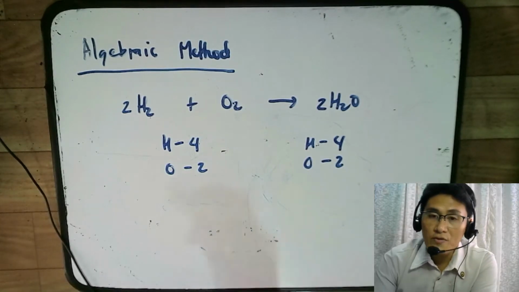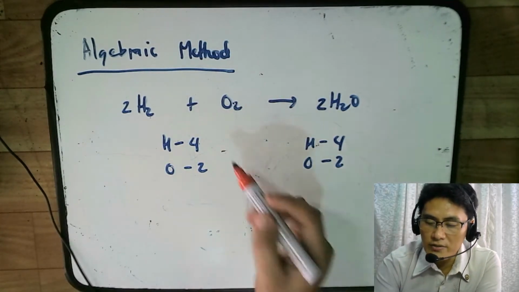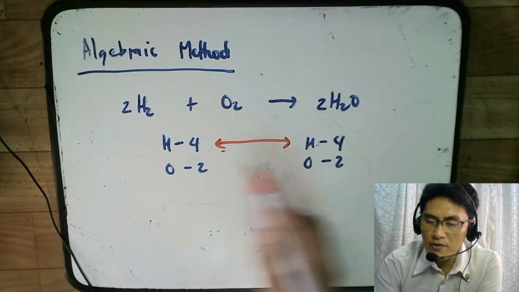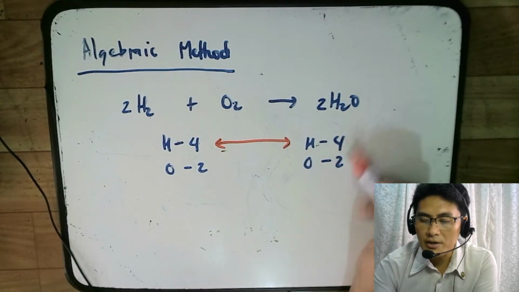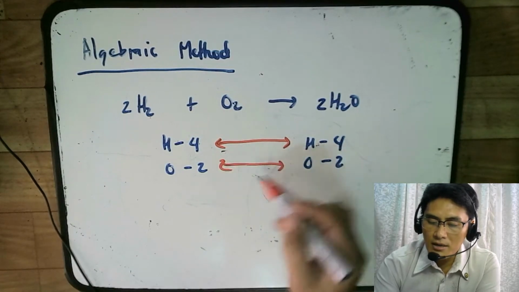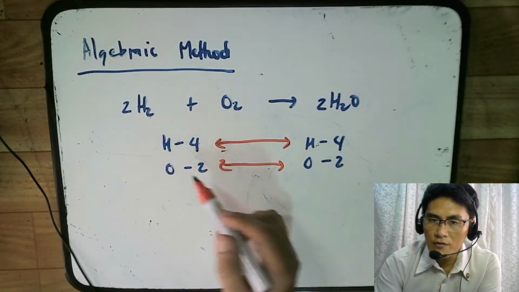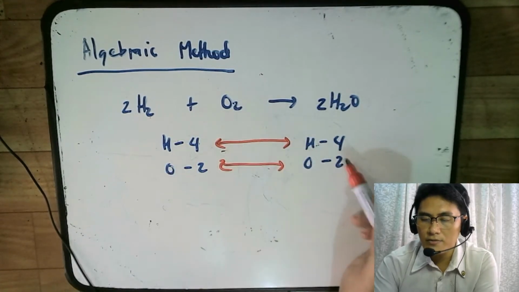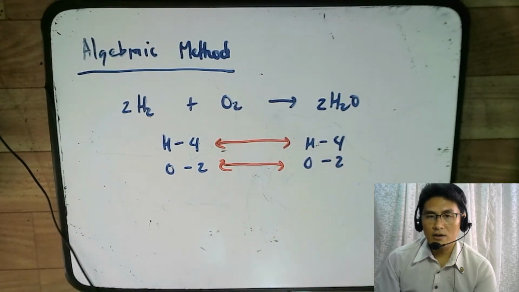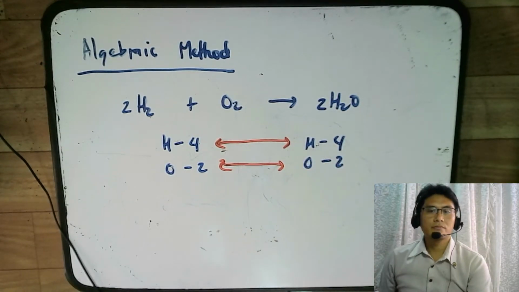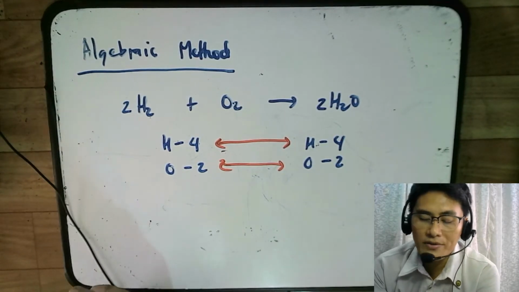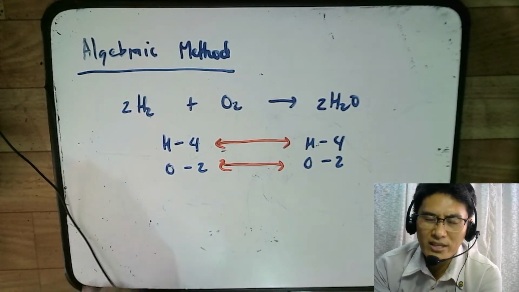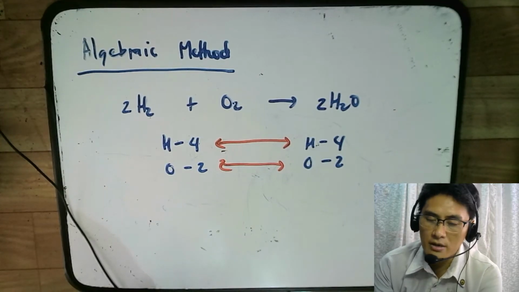Notice what is happening here. This is because of the conservation of mass, meaning the number of hydrogen in the reactant side must be equal to the number of hydrogen in the product side, and the number of oxygen in the reactant side is equal to the number of oxygen in the product side. So they are always equal. Now, here's the thing. What if I don't know what the coefficients are?